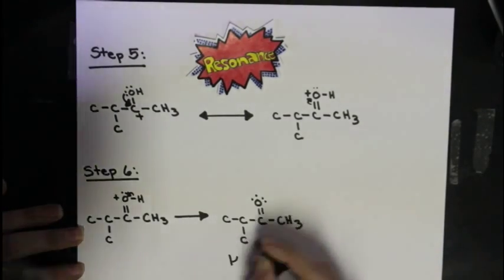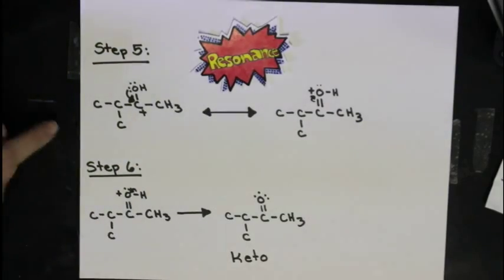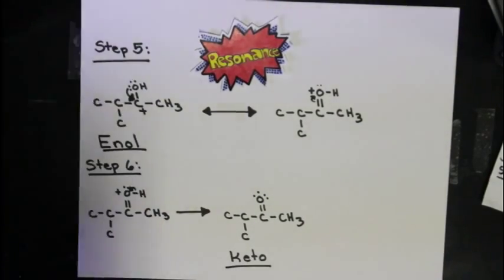So remember, we got 2 forms in this reaction. The more stable one is the keto form, and then the enol form is the less stable one.